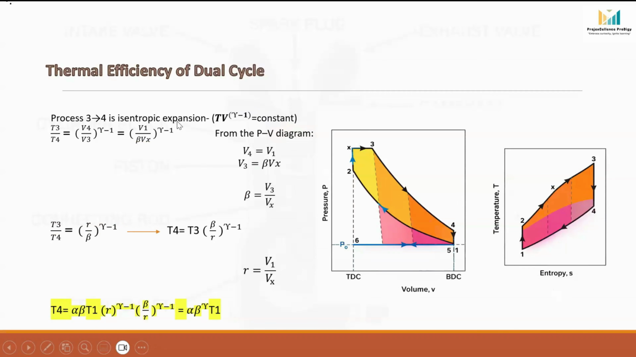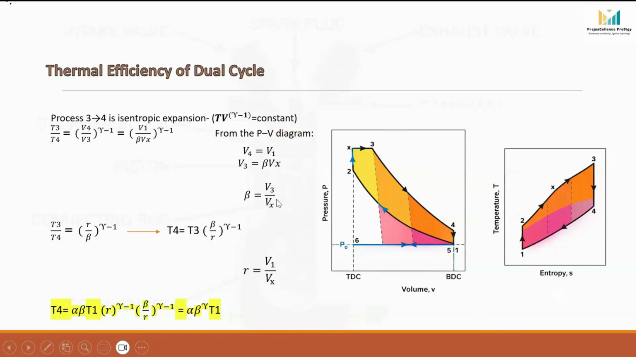Process 3 to 4 is isentropic expansion here. So again we will use the relationship T V raised to power gamma minus 1 is equal to constant. So for process 3 to 4, T3 divided by T4 is equal to V4 divided by V3 whole raised to power gamma minus 1. If we see this PV diagram, V4 is equal to V1. So we can replace V4 with V1.